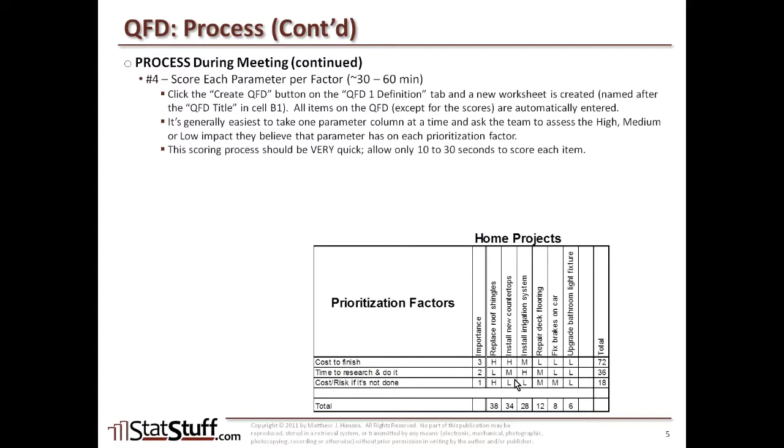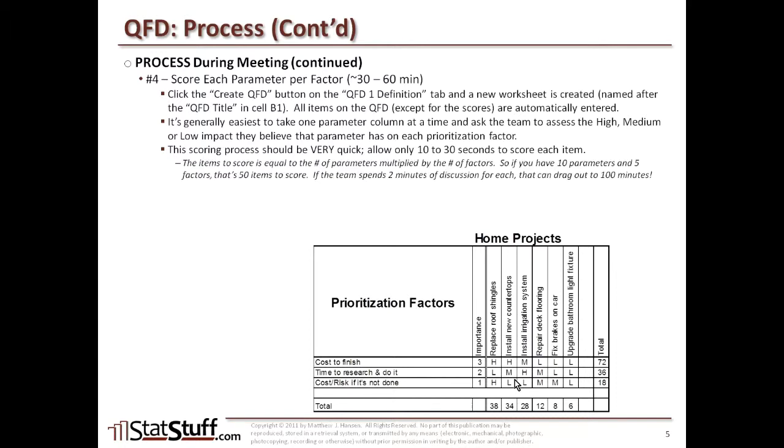So I recommend also that as you work through this with your team and try to populate these, that you try to do it as quick as possible. Only allow maybe 10 to 30 seconds for scoring each item, or even less if possible. That might sound pretty fast, but if you think about it, if you have 10 different parameters, that is like 10 different projects or opportunities that you're reviewing, and maybe you have 5 different prioritization factors, well, that means 10 times 5, you're going to have 50 different cells that you're going to have to populate with low, medium, or high.